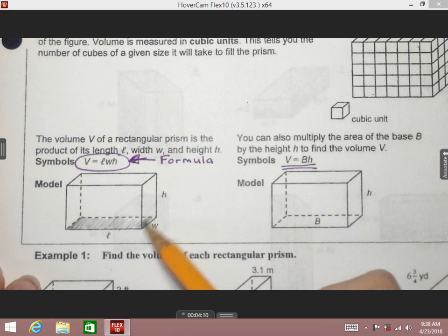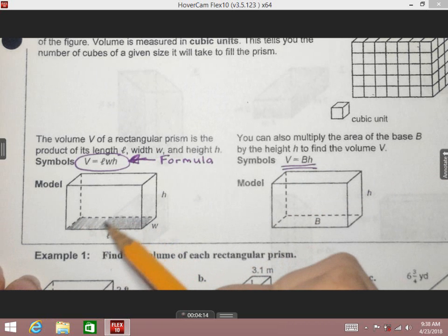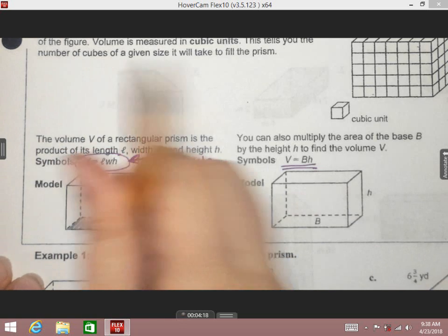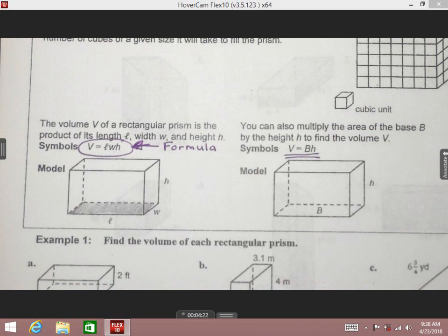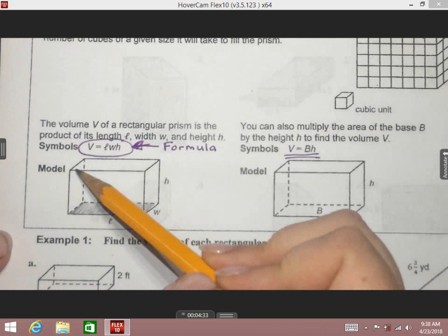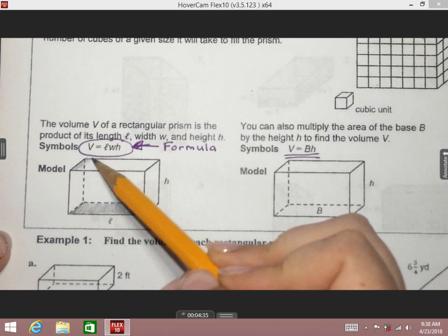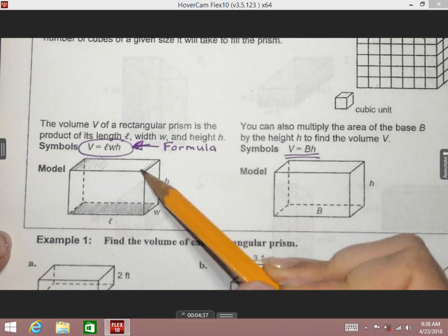I'm sure y'all have friends that have other math teachers. I don't think the other math teachers are doing this at all. This is where I like to not overcomplicate, but give y'all some extra information. So that shaded part is the bottom. Do y'all agree? Which means this piece up here must be the top. Do y'all agree with that?